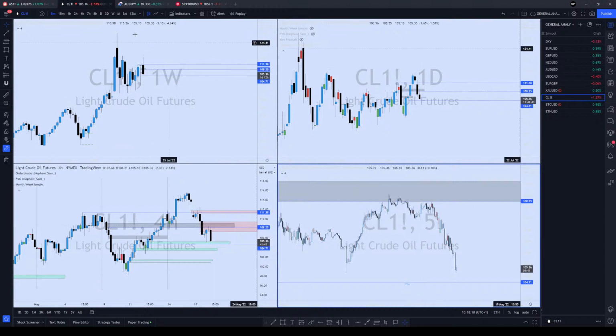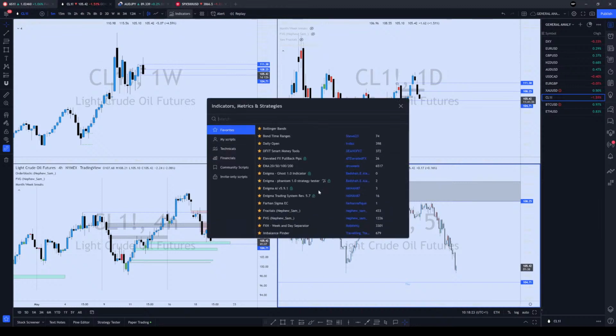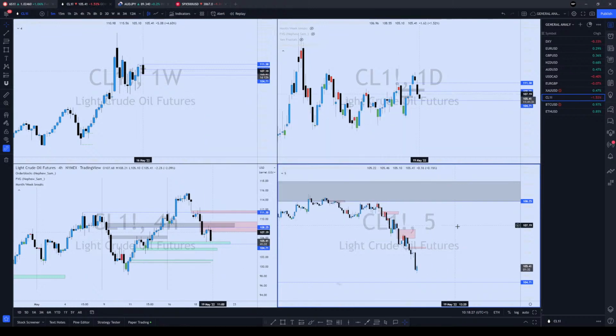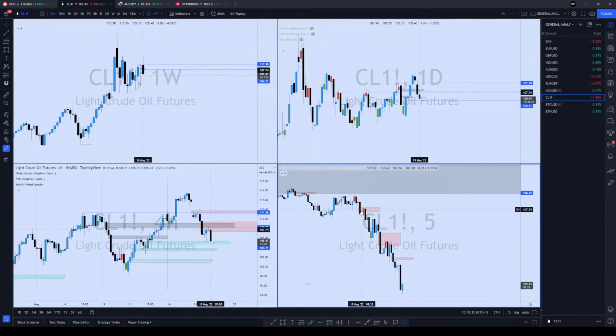Fair value gap. If you learn what fair value gap is, you will be amazed with what you're gonna see with that.